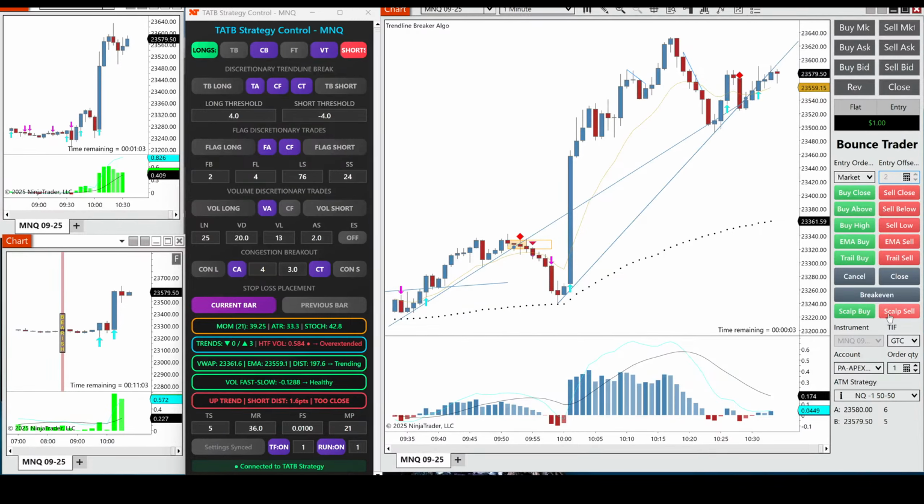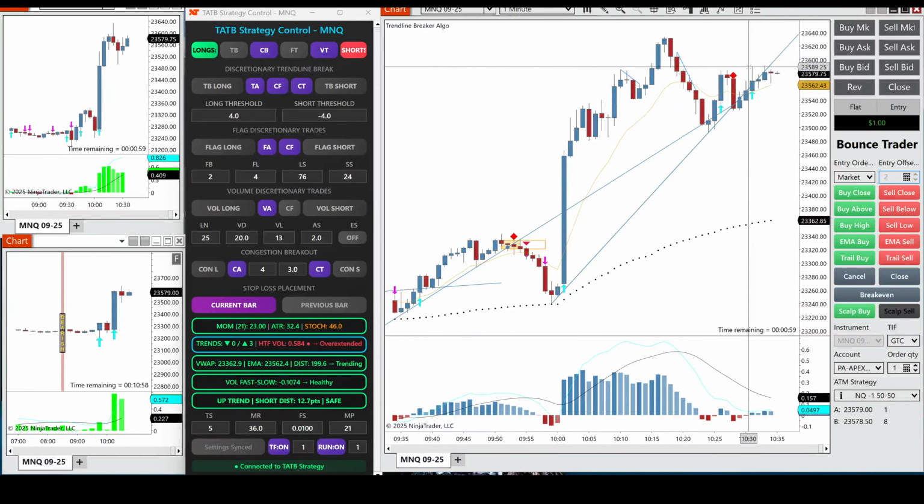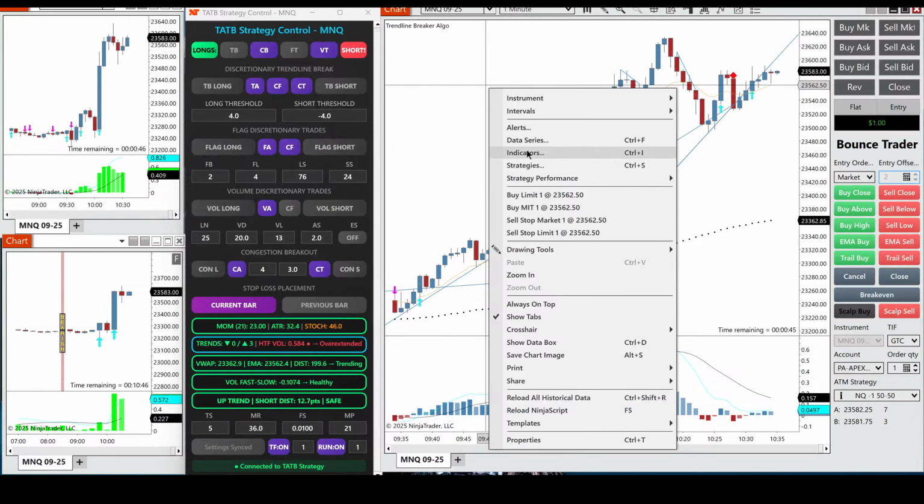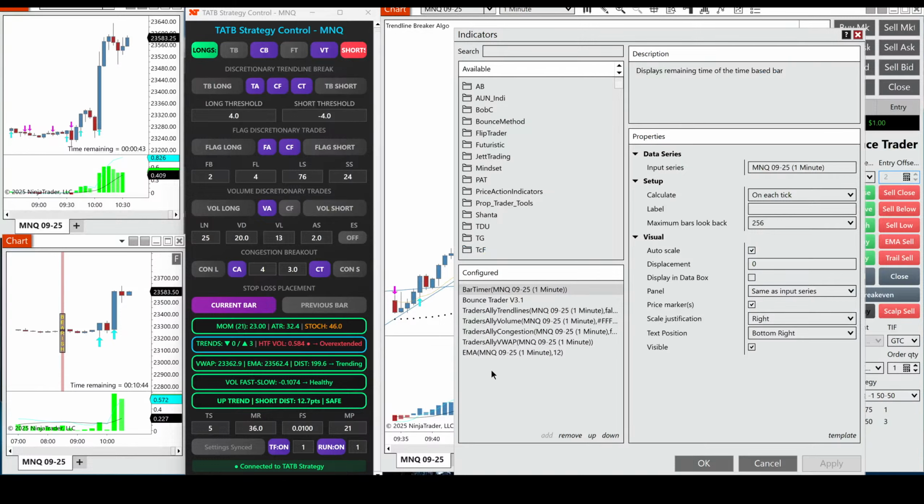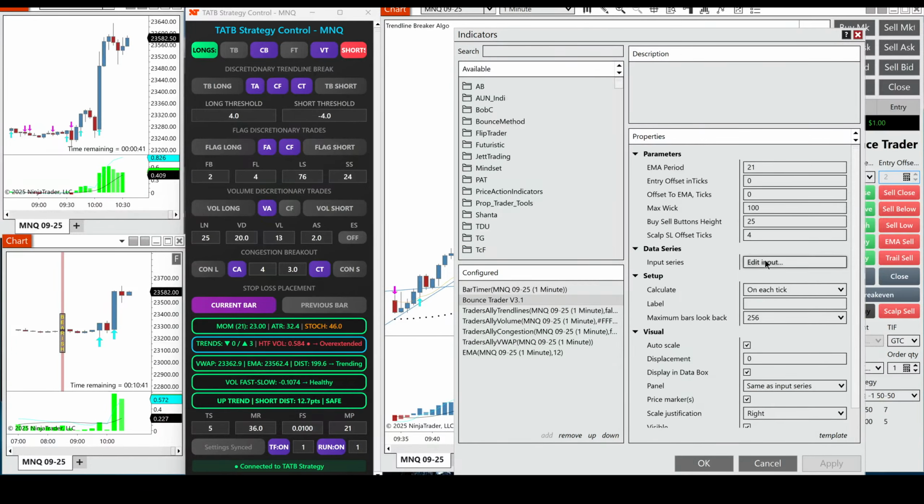it enters a market order, it places the stop loss above the previous bar, above the high, and take profit is automatically at the open of the bar. And let me show you how that looks. It's right here.